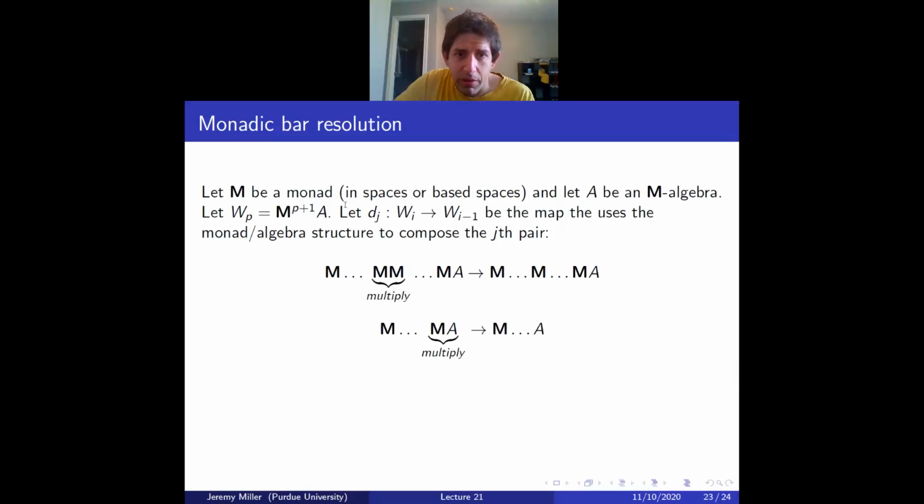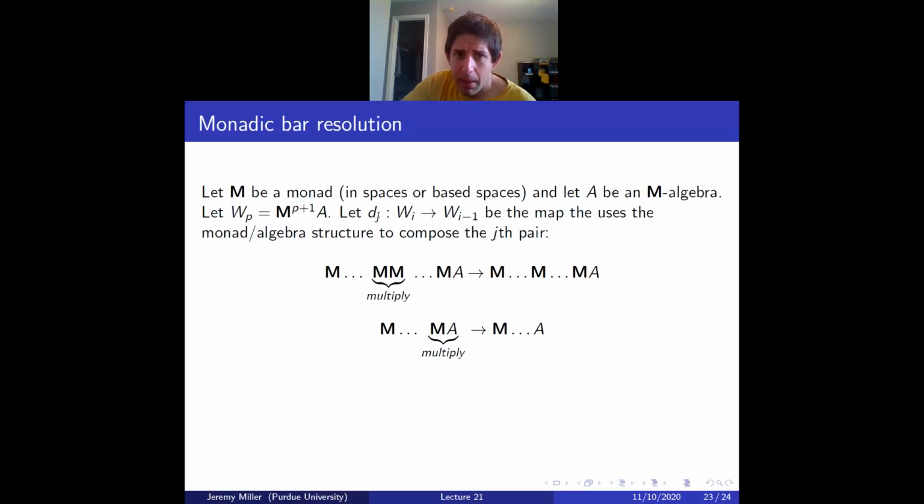And we're going to build a resolution, or maybe you should think of M as analogous to the free R-module functor. So A is going to be an M-algebra, and we're going to build this simplicial gadget. This is going to be a simplicial space, assuming A is a space and M is a monad in spaces. So W_p is going to be apply the monad p plus 1 times to A.